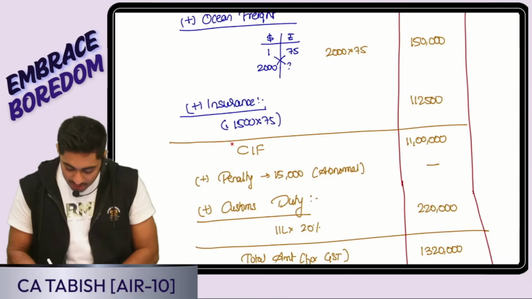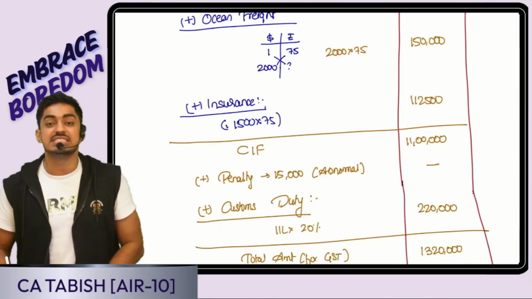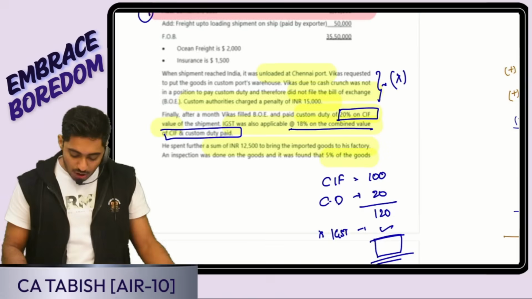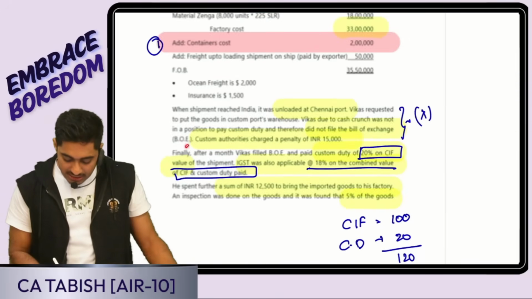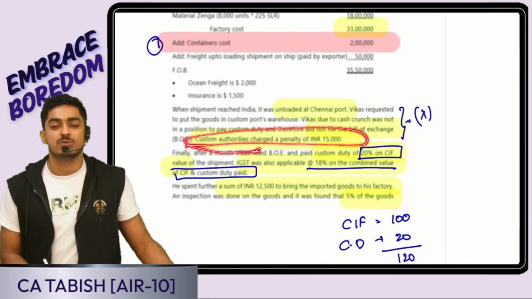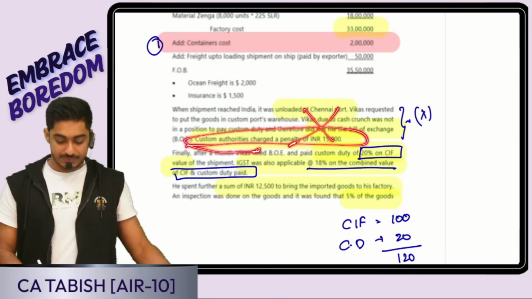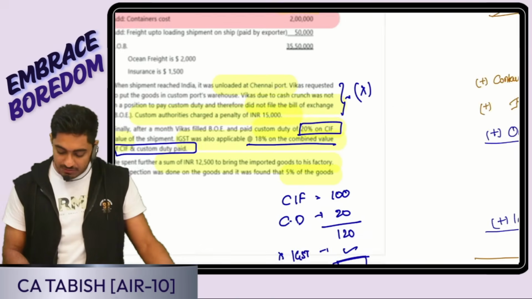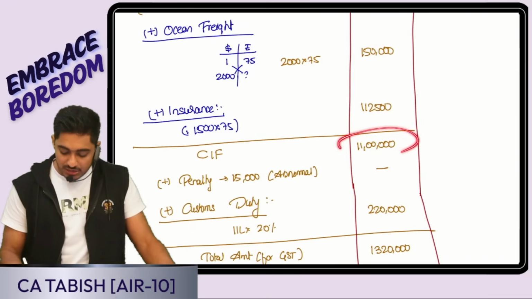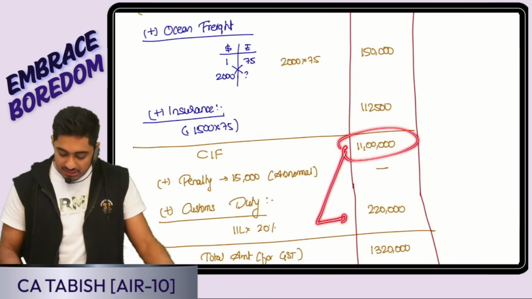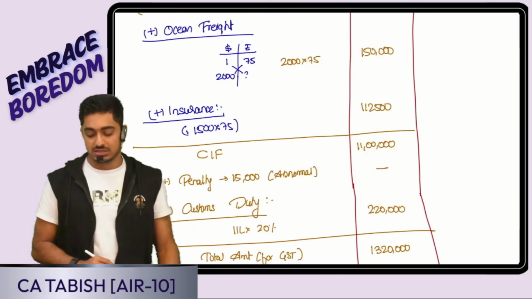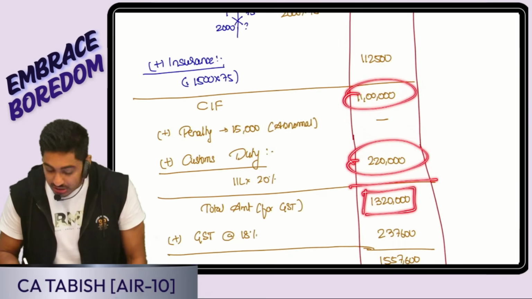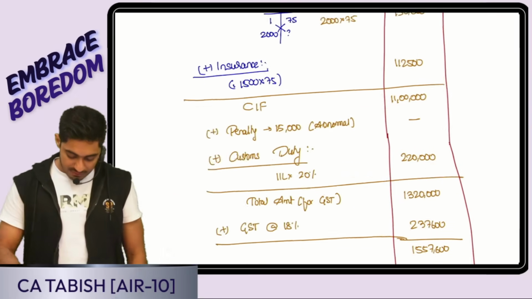If I add all these things, that will give me my CIF value, which is coming to 11 lakh. Yes or no, everyone? Perfect. Now on my CIF value, here customs authorities charged a penalty. Will it be added to my cost? No sir, abnormal item. Okay. BCD, basic customs duty, is how much? 20% of CIF value. I have my CIF value 11 lakh. On that I will be charging 20%, which comes to 2,20,000. So the total value is 11 lakh plus 2,20,000, which comes to 13,20,000. Yes or no, everyone? Perfect.